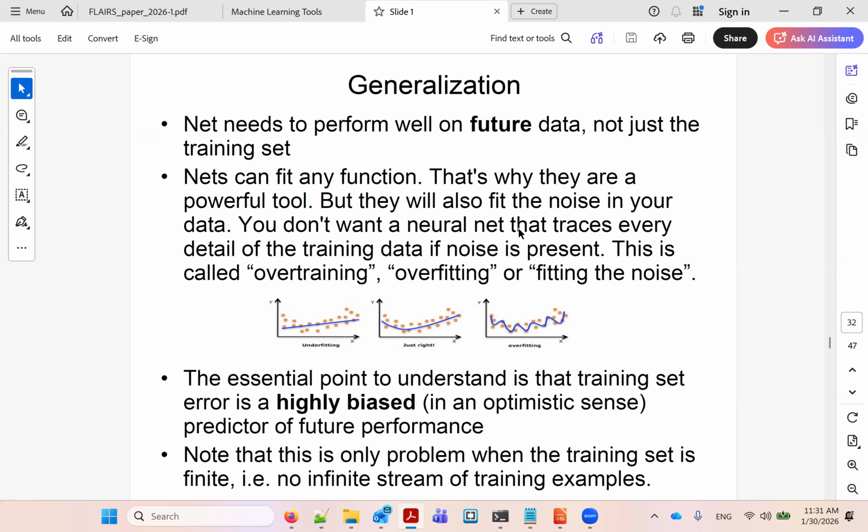Right. So we need to perform well on future data, not just the training set. Okay, that's what we said. Next point. You are aware, because there was a slide about that, of this universal approximation capability of neural nets. We know that neural nets are capable of fitting any data that you give them. And I sold that as a good thing, and we often think about it as a good thing. However, because they can fit anything, they can also fit the noise in your data, right?